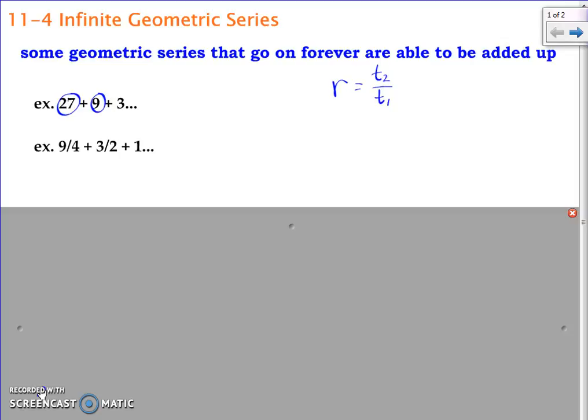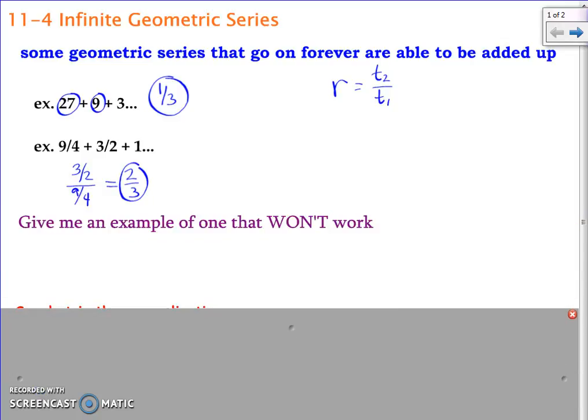Okay, so this one right here, if we take 3/2 and divide it by 9/4, what do we get? 2/3? Okay, so this one's 2/3, this one's 1/3. So these right here, the numbers are getting smaller. Do you see that? If the numbers are getting smaller, we can find the sum. Okay, so give me an example of one that wouldn't work.